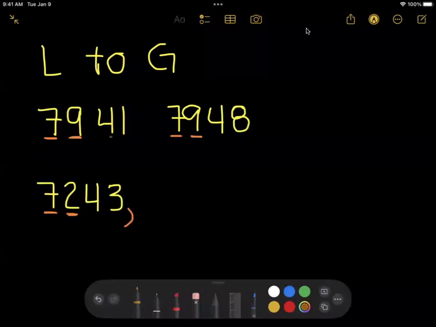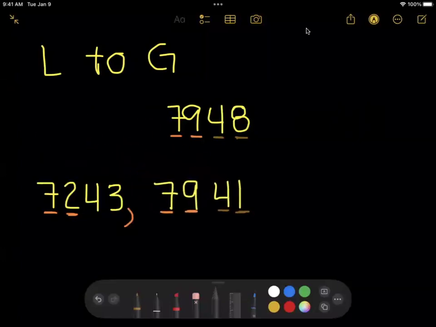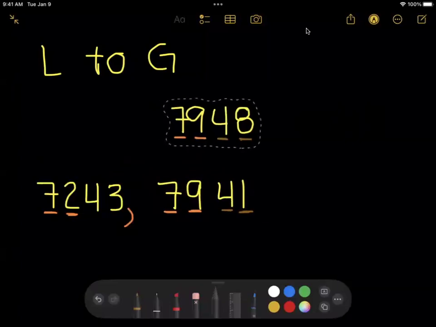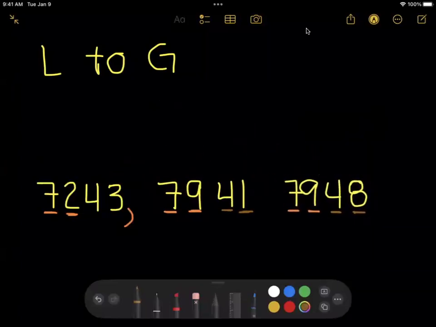Now let's look at the other two and keep going and looking at their place values. So if we go to the tens place, they both have a 4, so that doesn't help us. But if we go to the ones place, one has a 1 and one has an 8. Well, since 1 is less than 8, that would be the next number in the sequence. So I'm going to go ahead and move that one over here, which means that this one has to be the greatest. I'm going to go ahead and separate those with a comma. So those numbers in order from least to greatest would be 7,243, then 7,941, and then 7,948.